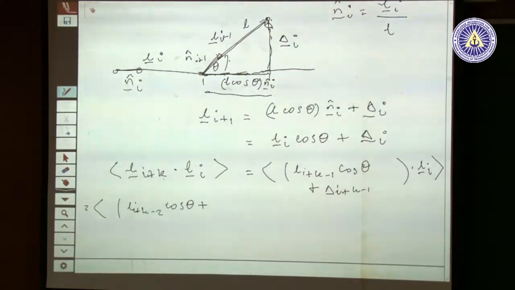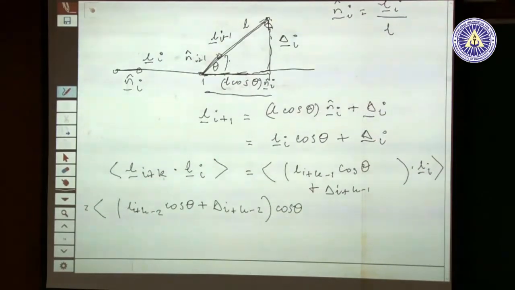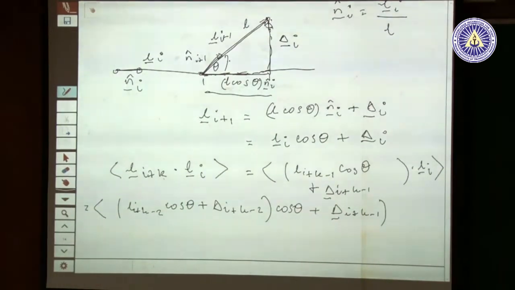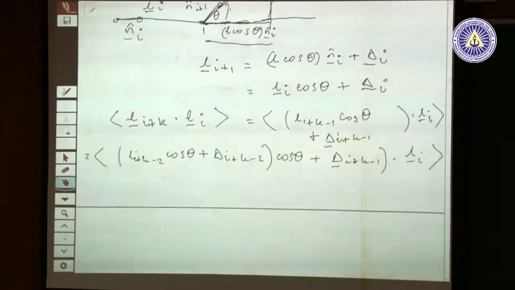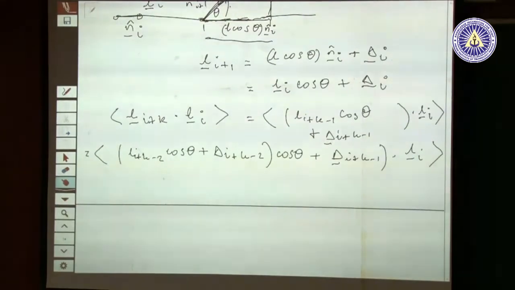Okay, and then so this would be delta I plus k minus 2 times cos theta, okay. That plus delta I plus k minus 1, the whole times dot delta I. I am just using this idea about how I can expand Li plus 1, right. So, let us take that in.